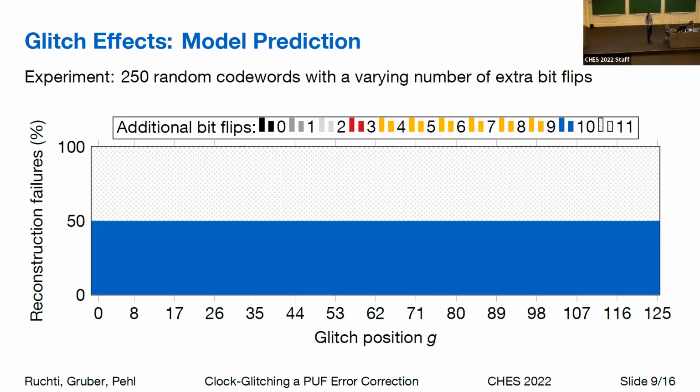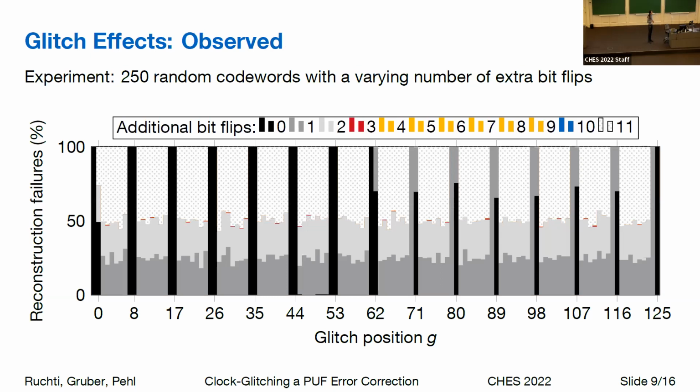It makes sense to first look at the glitch effect we actually see, and this plot shows basically how many reconstructions fail if we glitch at a position in the code word and insert some additional helper data bit flips. What we expect to see is that we need to insert 10 bit flips because that is the error correction limit of the decoder, and anything less will not give a fault observable result, and anything more will always do it. What we actually see is something like this, which looks quite different.